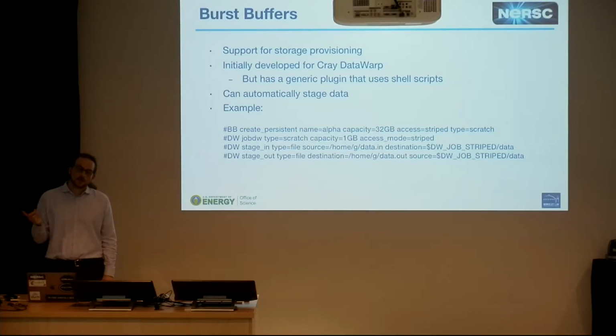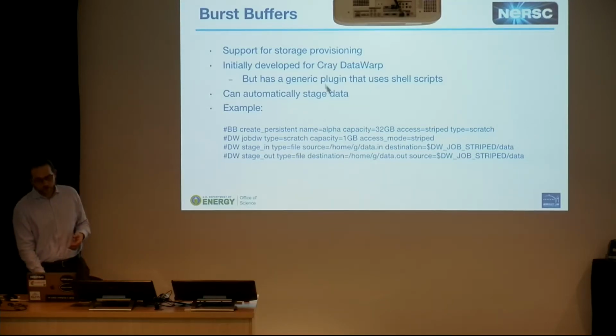And at NERSC that happens at the moment because Slurm talks to the DataWarp APIs, but the plugin that does that has a generic function where you can basically put in shell scripts, which means you can hook up a shell script to the job and provision whatever storage you want. I think BeeGFS can do BeeGFS on demand. That would be an interesting thing to do. I don't think it's very readable, but I have an example down there.